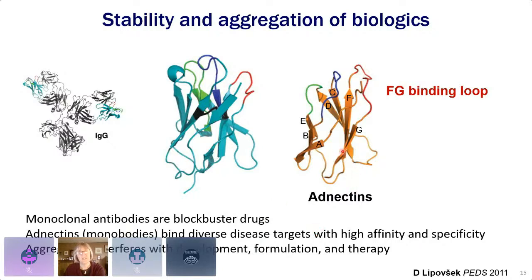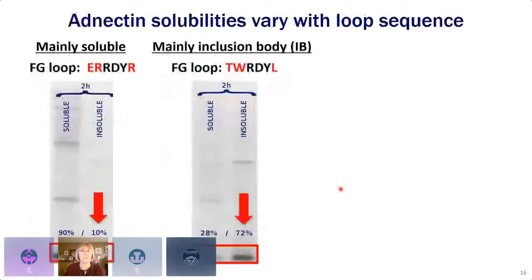It's a very versatile scaffold that can bind loads of targets, but aggregation is a real problem in developing these because they can aggregate at every stage of the process of developing a binder. So we started to collaborate. Oh, and look here, it's PEDS, a very highly cited review from our collaborator, Dasha Liposhek, on these kinds of scaffolds. Dasha is at Bristol Myers Squibb, and they were interested in improving the solubility of the scaffold, so you could have more flexibility in what you did with the loops.